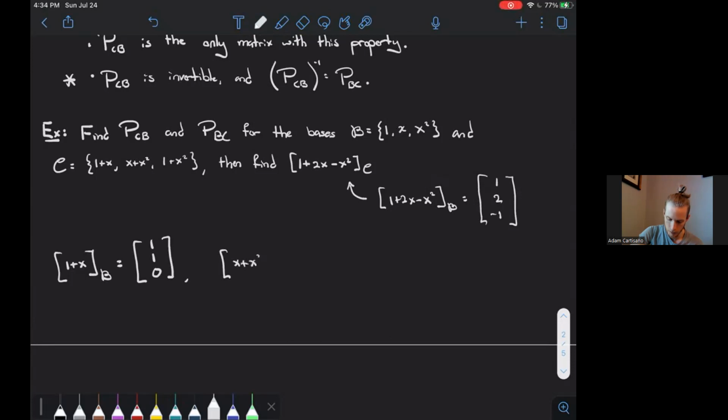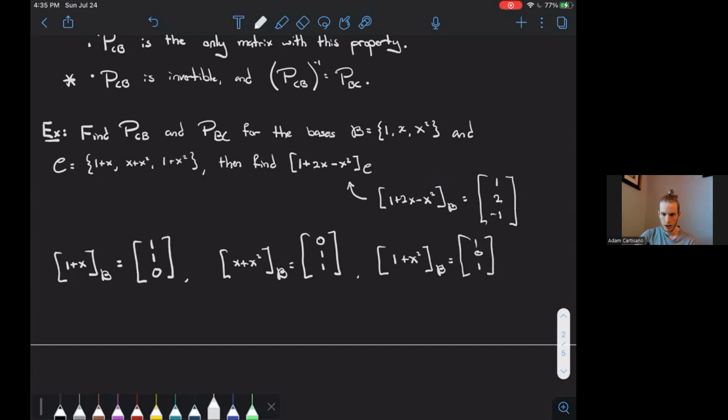X plus x squared, written with respect to B, is 0, 1, 1. And 1 plus x squared, written with respect to B, that's a beta, B, is 1, 0, 1. Okay, now these are the coordinate vectors of elements of C, basis elements of C, written with respect to B.